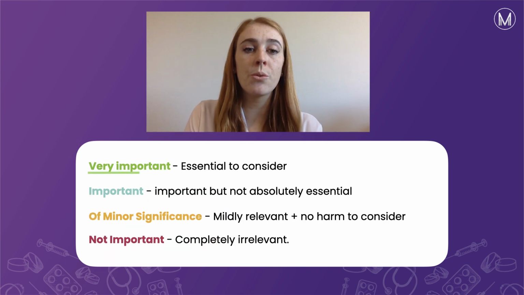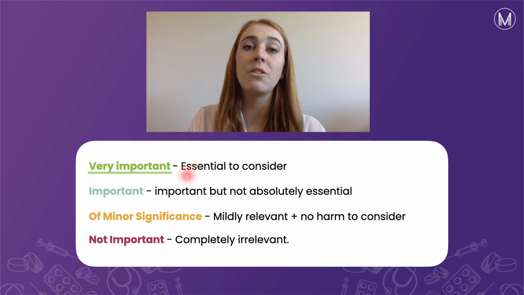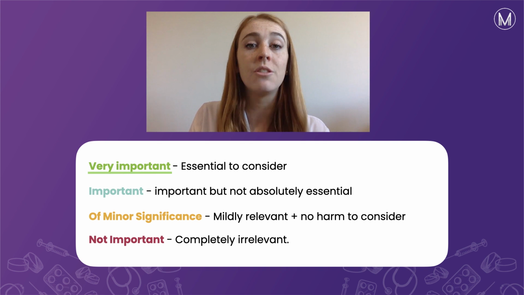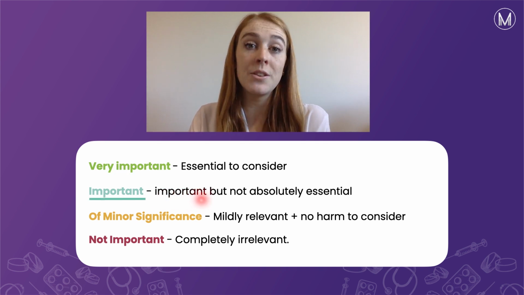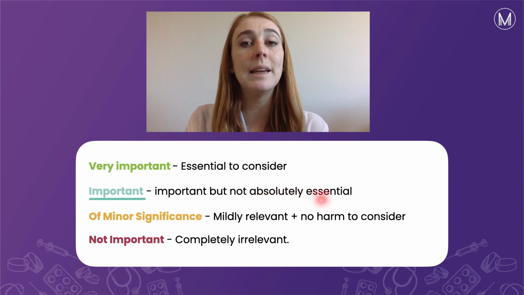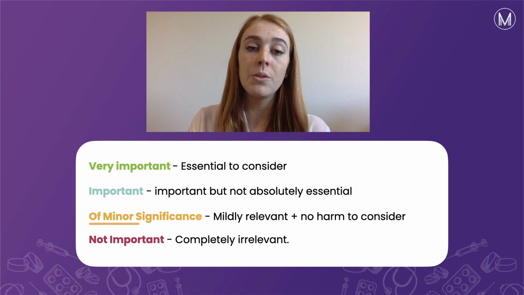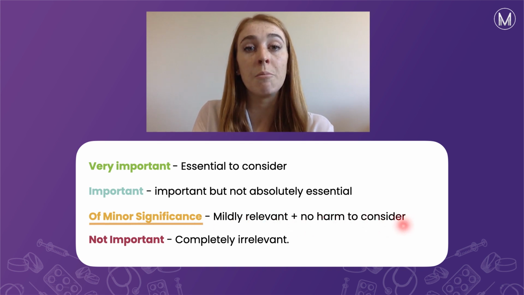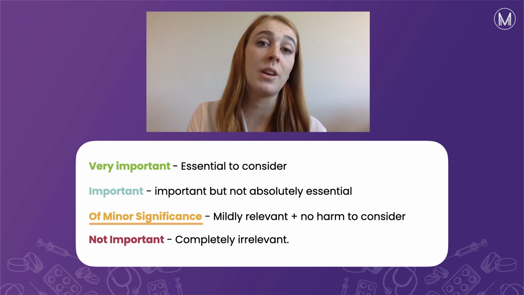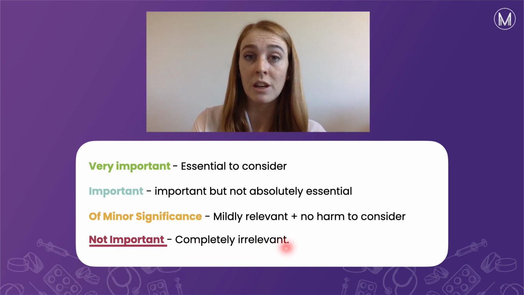Or we've got the importance questions, where, as we went through in lesson 3, you can have very important, which is something essential to consider for the scenario. It will really change how you react to a situation. Important, where it's a vital factor to consider, but actually not completely essential in that scenario. Of minor importance, where the factor is mildly relevant and it wouldn't hurt to take it into account, but it probably won't change how you act whether you take it into account or not. And finally, not important at all, where the factor is irrelevant to the scenario and won't change how you act at all.